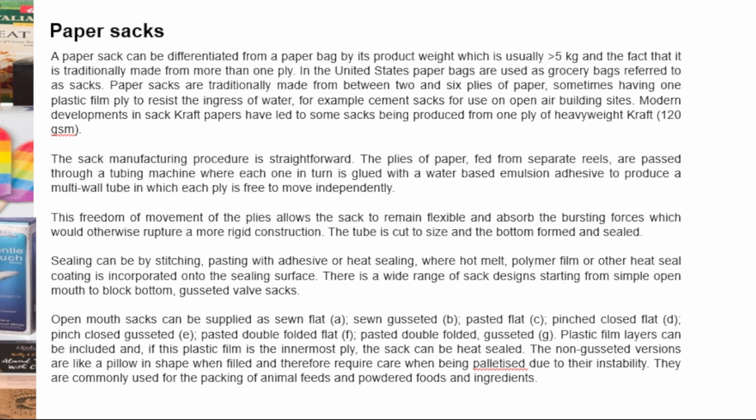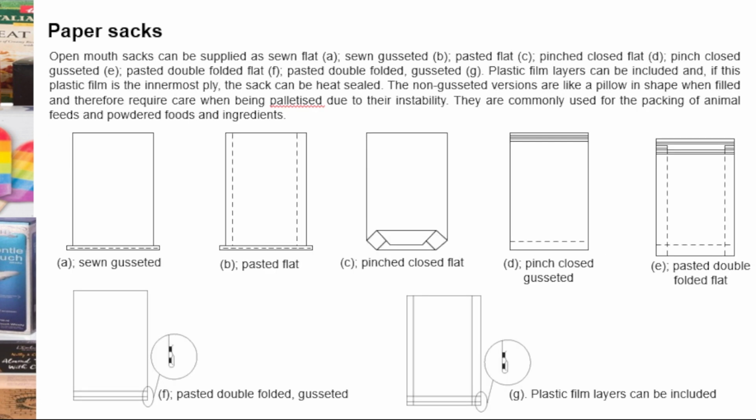The non-gusseted versions are like a pillow in shape when filled and therefore require care when being palletized due to this instability. They are commonly used for packing of animal feeds and powder foods and ingredients. Here I am showing you the open mouth sacks which I have explained. Number A is sewn gusseted, B is pasted flat, C is pinched closed flat, D is pinched closed gusseted, then pasted double folded and pasted double folded gusseted, and plastic film layers can be included here.